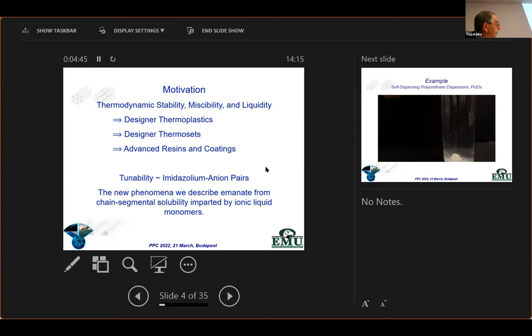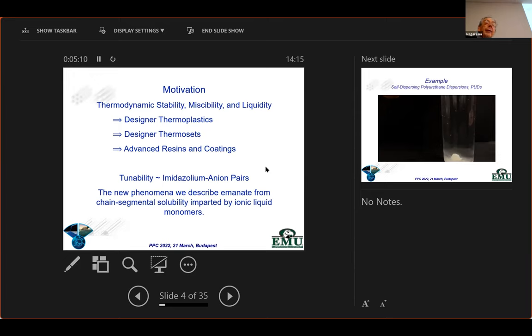Also, some of these things I'm going to describe have reactive functionalities, which makes them exotic cross-linking agents that leads to being able to make designer thermosets and advanced resins and coatings.